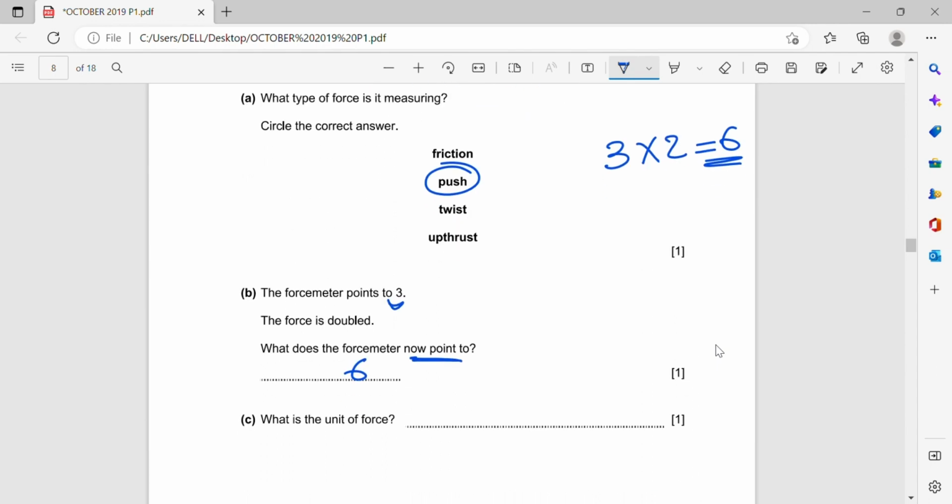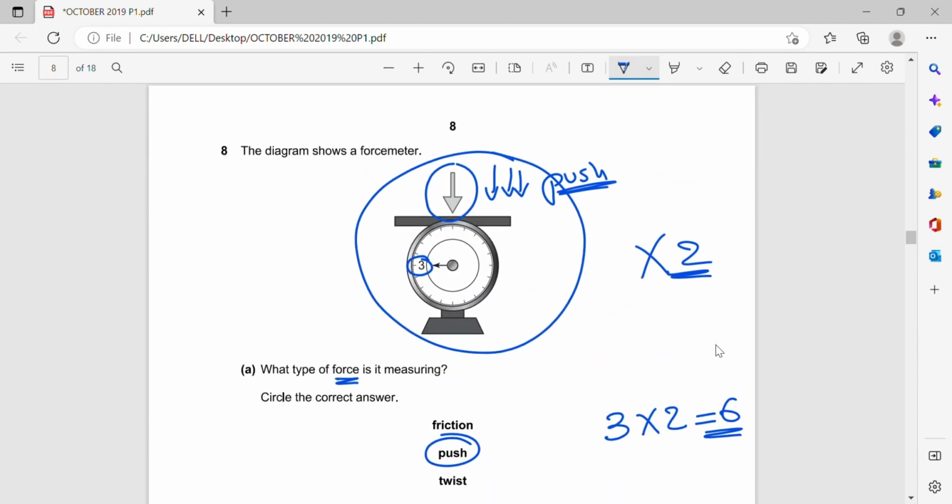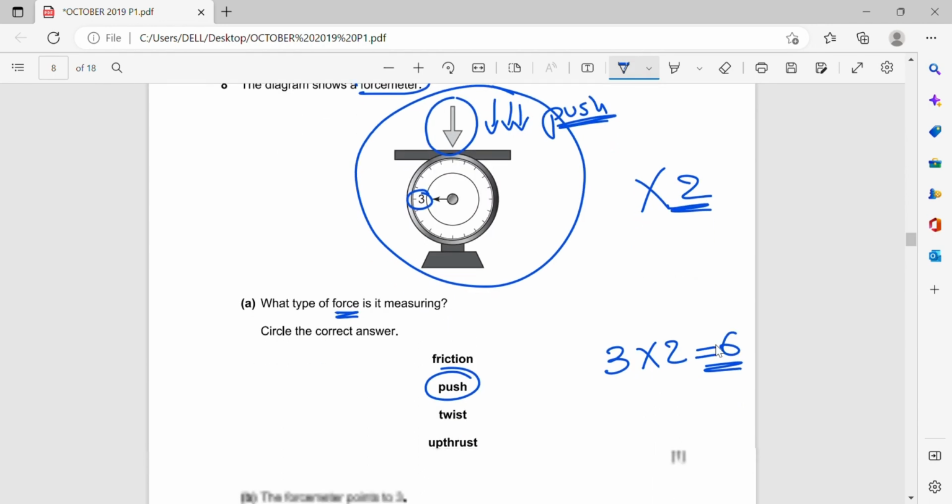What's the unit of force? مهم أوي unit of force هو الإيه؟ هو النيوتنز. In between brackets letter N. يبقى the unit to measure force is Newton. ومن السؤال ده we know that the force is measured using which device? The force meter. السؤال ده بيتكرر كتير.